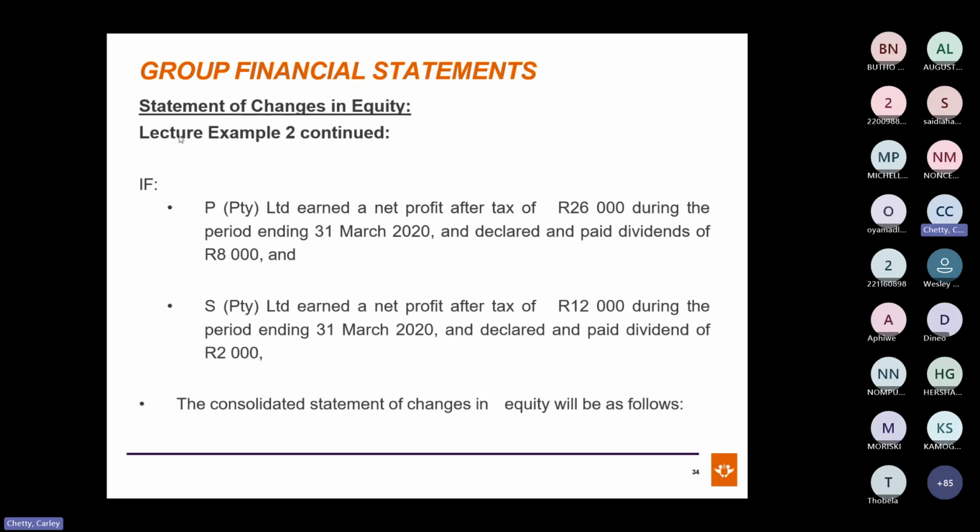So for this example now, we're going to continue with example 2. They are giving us some more information, okay, relating to the statement of changes in equity. P earned a net profit after tax of 26,000 during the period ended 31 March 2020 and declared and paid dividends of 8,000 Rand. And S Pty Limited earned a net profit after tax of 12,000 Rand during the period ended 31 March 2020 and declared and paid dividends of 2,000 Rand. So the consolidated statement of changes in equity will therefore be as follows, okay?